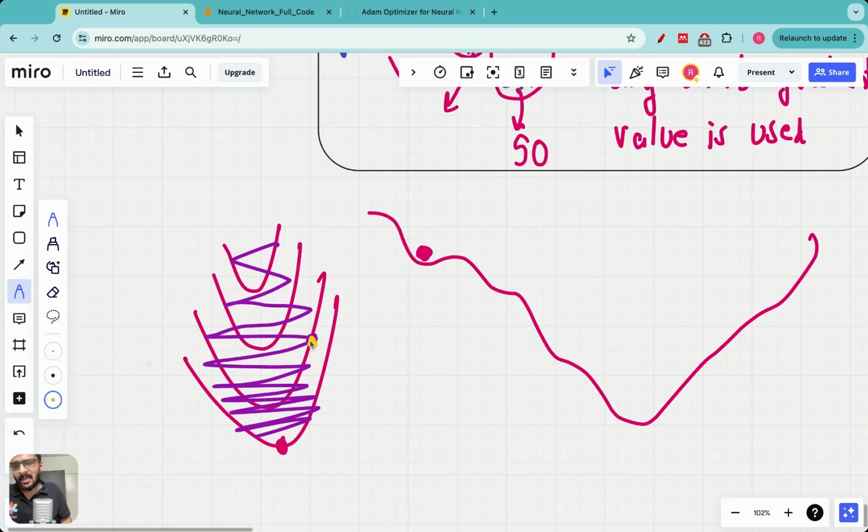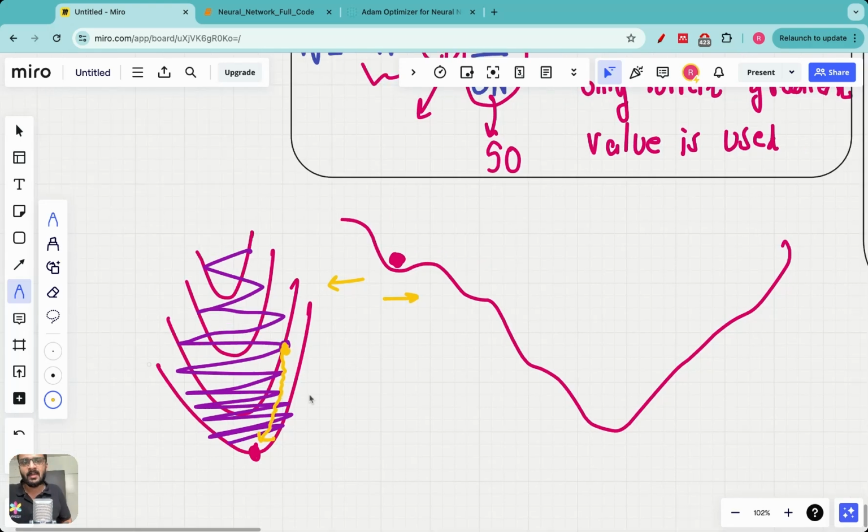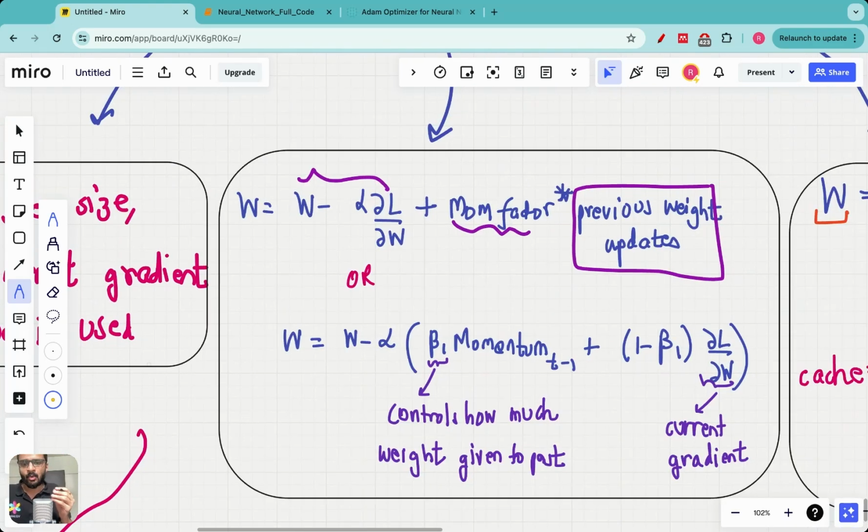Instead of just moving in the direction of negative gradient at this point, what if I take into account the previous gradients and sum them up? If I sum the previous gradients, you will see that some gradients have a left component, some gradients have a right component. So if I sum the previous gradients, all the left and right components will cancel each other, right? And then hopefully only the downward direction will survive and I'll proceed towards the minima in a much smoother manner. That's exactly what momentum is doing.